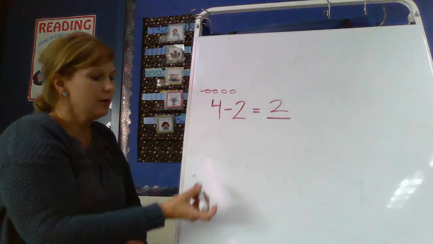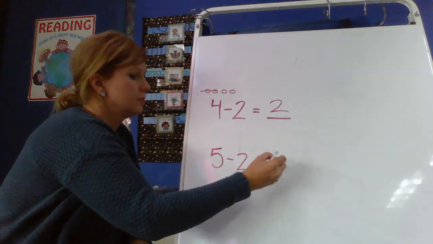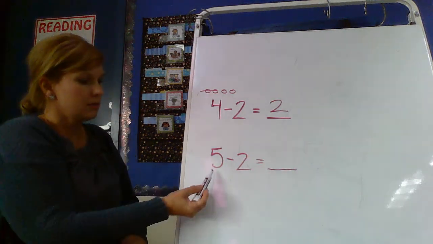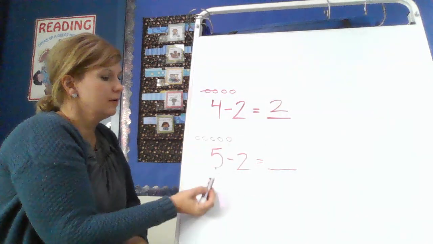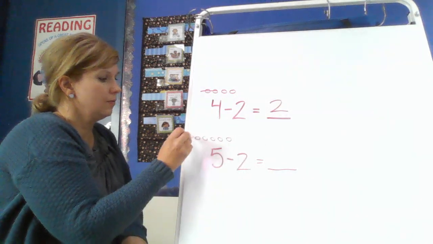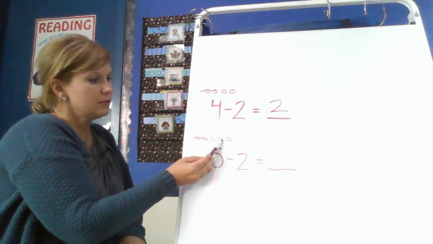Let's try one more. 5 minus 2 equals blank. Start with 5. 1, 2, 3, 4, 5. We're going to take away 2. 1, 2. The number we have left is 1, 2, 3.